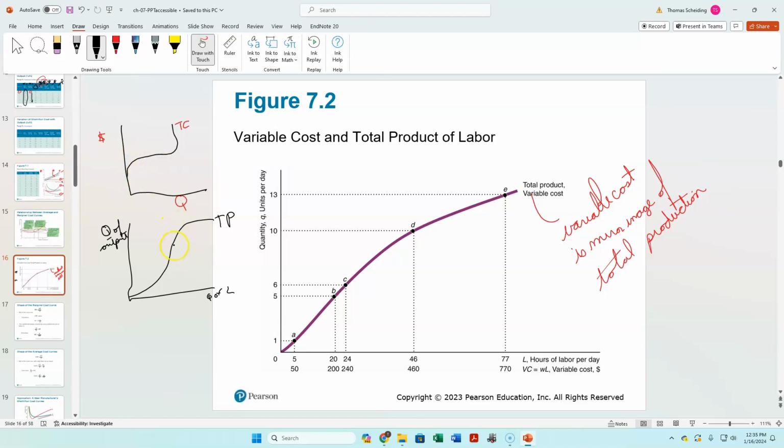But then eventually my workers become less and less productive, which now means my total costs are increasing at an increasing rate. So my variable costs, as well as my total costs, are a mirror image of my production for that reason.